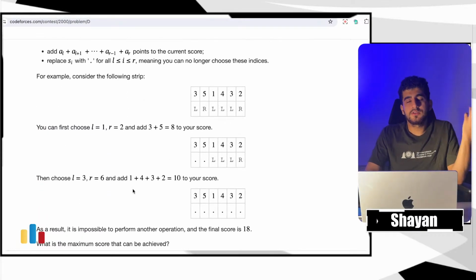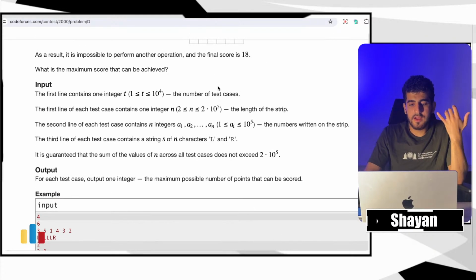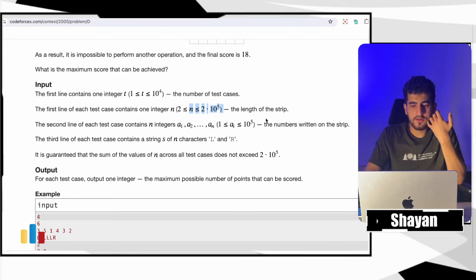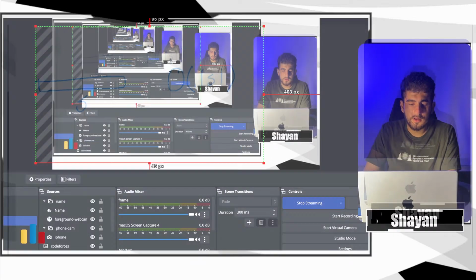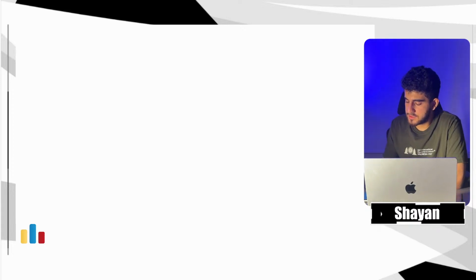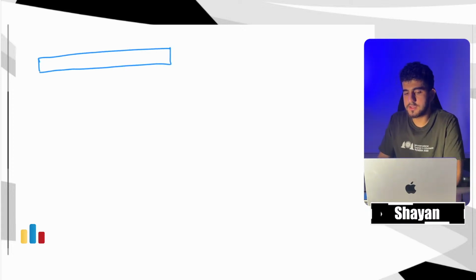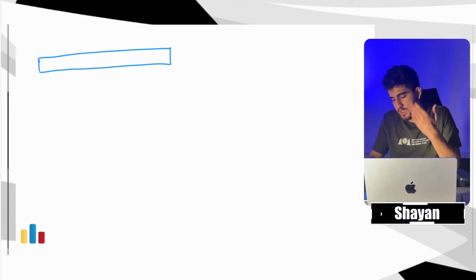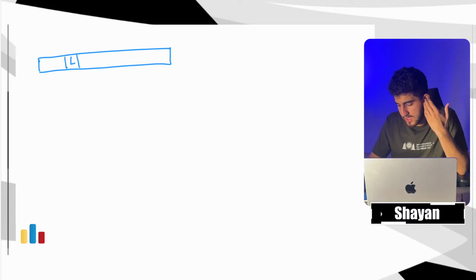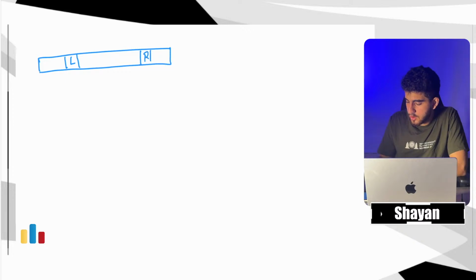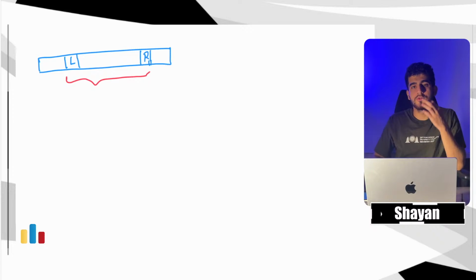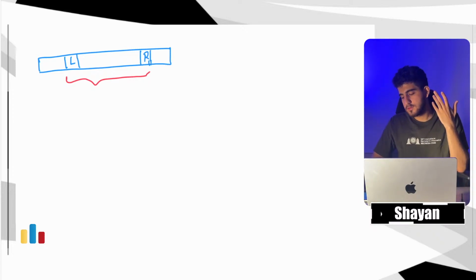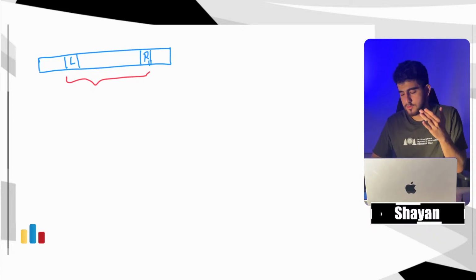And at the end you want to maximize your score, and the value of n is up to 10 to the 5th and a's are up to 10 to the 5th, and the sum of the values of n's does not exceed 2 times 10 to the 5th. So we have this strip, and each time we can choose one L and one R, the L must come before R, and add all of these values to our total score, and at the end we want to maximize that total score.